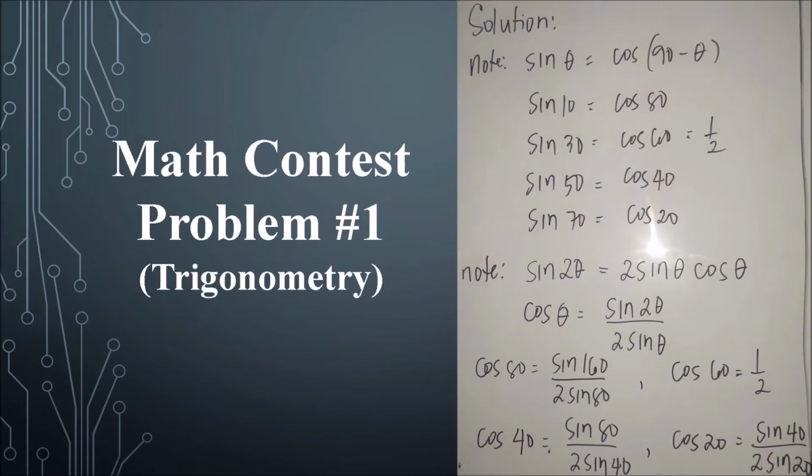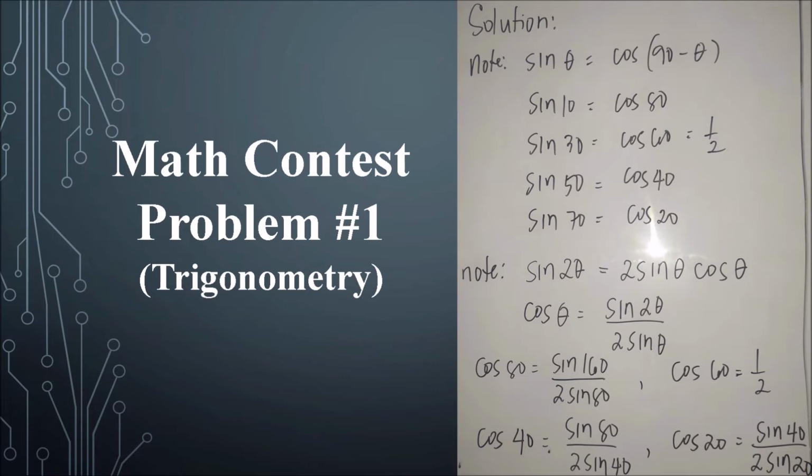First, we note that sine theta is equal to cosine of 90 minus theta. From that, we have sine 10 is equal to cosine 80. Sine 30 is equal to cosine 60, but we know that that is equal to 1/2. Sine 50 is equal to cosine 40. Sine 70 is equal to cosine 20.